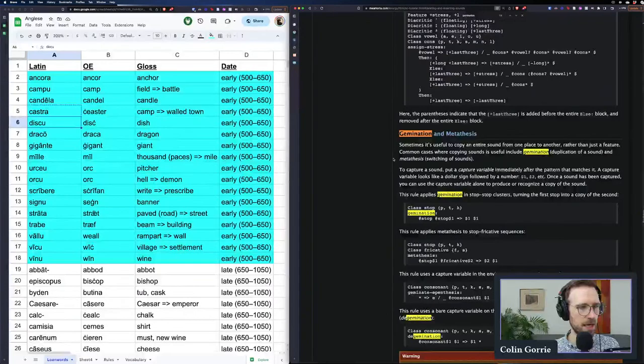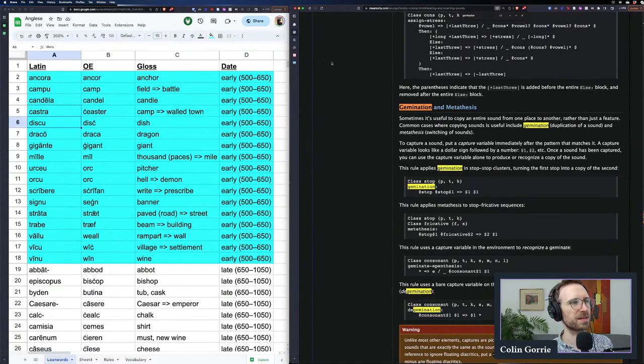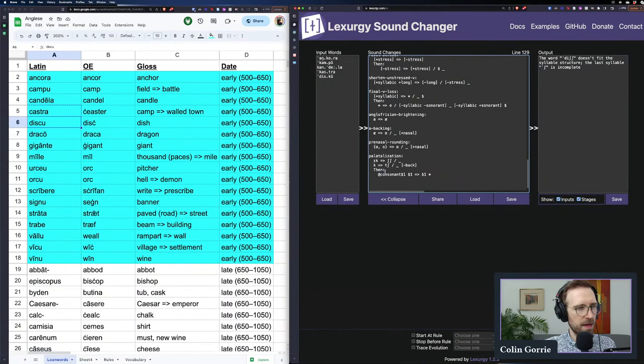Degemination. Okay. Oh, yeah. These are always really weird. So, degemination. I'm just going to copy this. I've always found these dollar sign one rules in Lexurgy very confusing to use. But this is going to be like this. There we go. Dish. And voila, we're done. And so this rule, which degeminates, we're going to use in multiple instances. We're going to need it when it comes to mille as well.